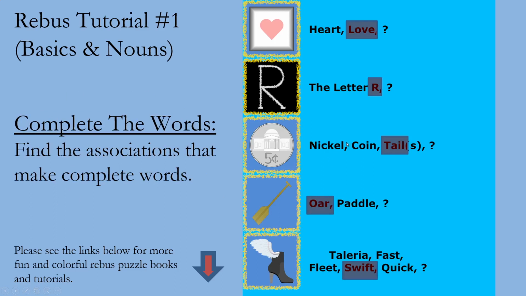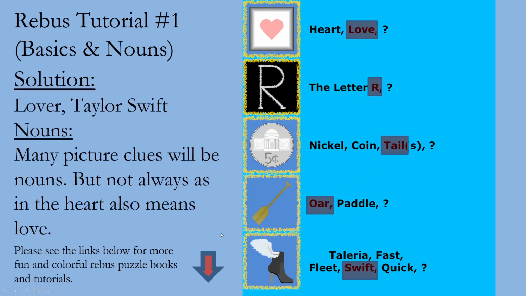Or we have nickel paddle, coin paddle, tail paddle. And those don't sound right. So I'm going to go with tailor. And down here we've got Swift, right? Because we're still looking for a name, and we've got Taylor. We can then probably figure it's going to be Taylor Swift. So lover, Taylor Swift, and that is the solution.